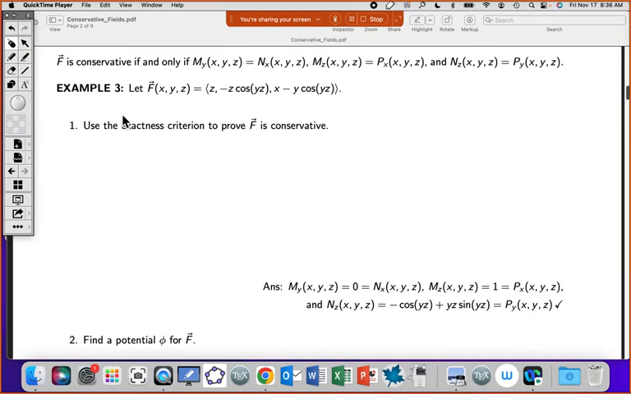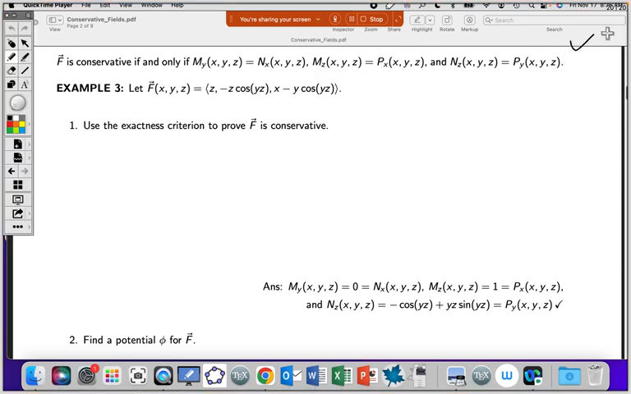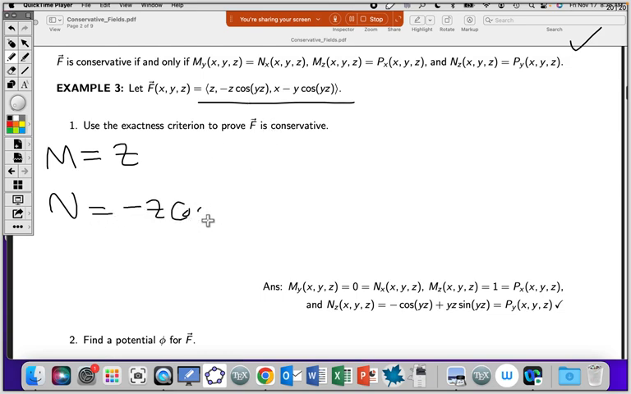And f is conservative if and only if we meet the exactness criteria. All right, so here's a field. M, remember that's always the x component, that's z. N is the y component, minus z cosine yz. P, z component, x minus y cosine yz.